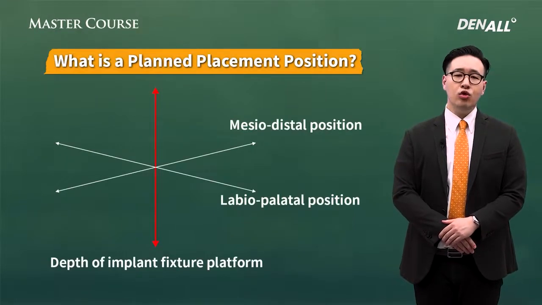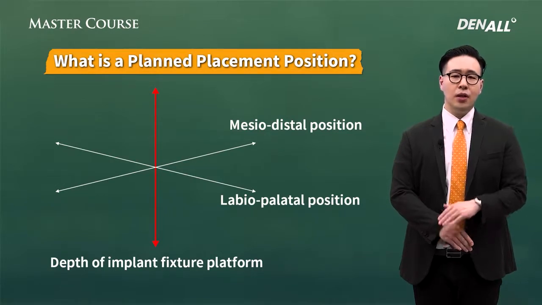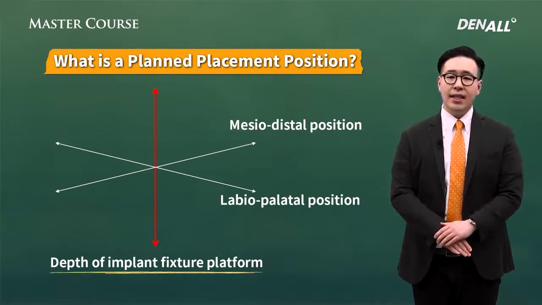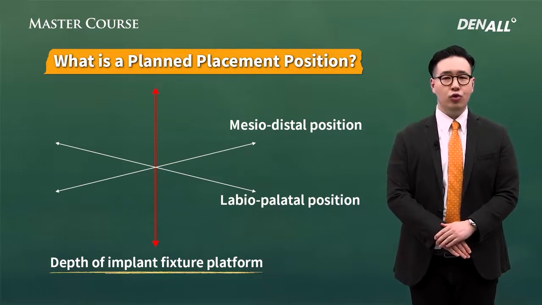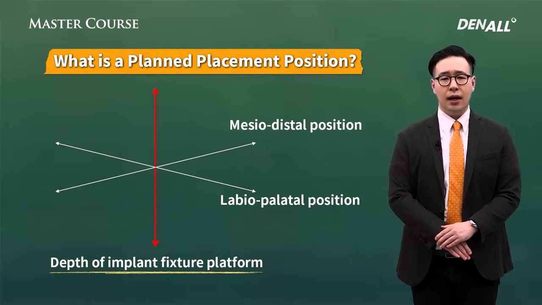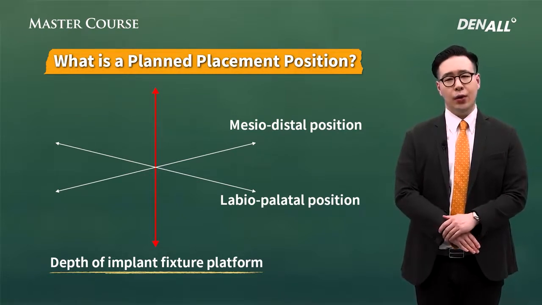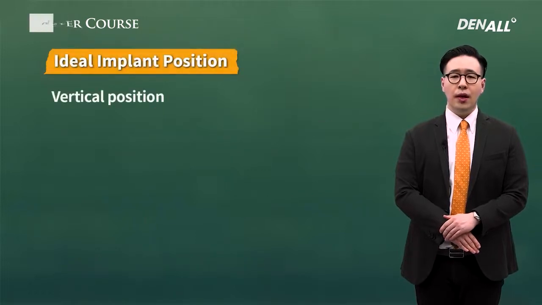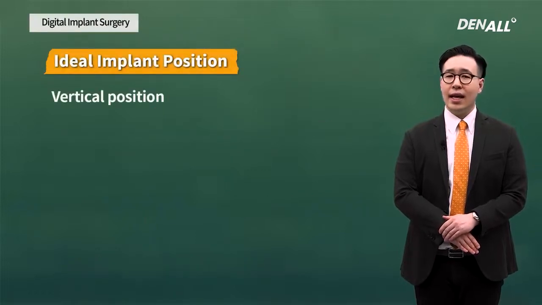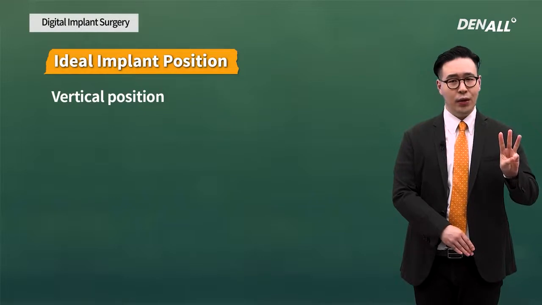The vertical position of implants, that is the distance from the platform to the top plane of tissue, greatly affects long-term survival and health of tissues around the implant. Biologically, it is called biologic width. In general, the vertical position of an implant should satisfy 3 rules.